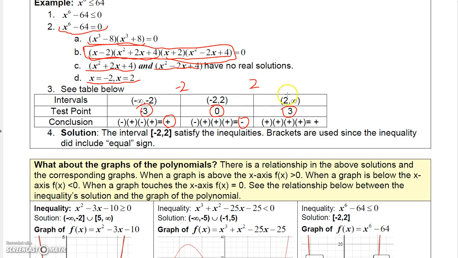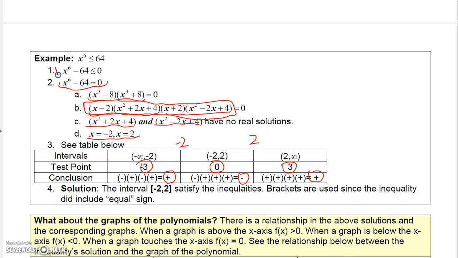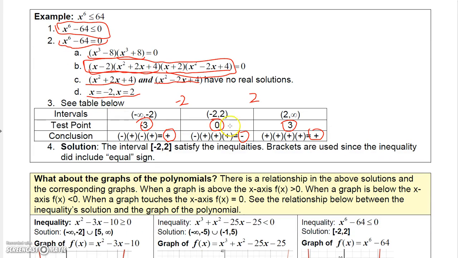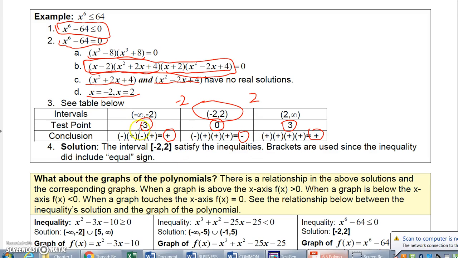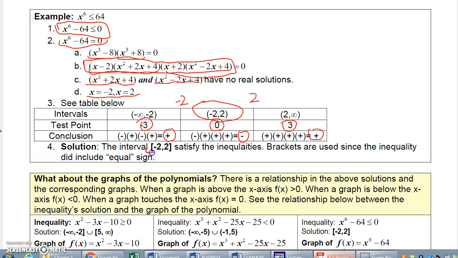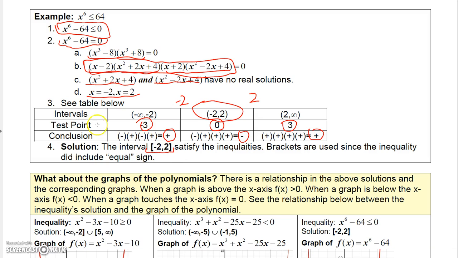And then when I plugged 3 in, all four factors gave me positive, and the product of positive factors is always positive. So I wanted to know when this expression was less than or equal to 0. Well, then that would just be this middle interval, because that's where I got the negative. But I also wanted to know when it was equal to 0, so I have to include the endpoints with brackets. So that's the solution.